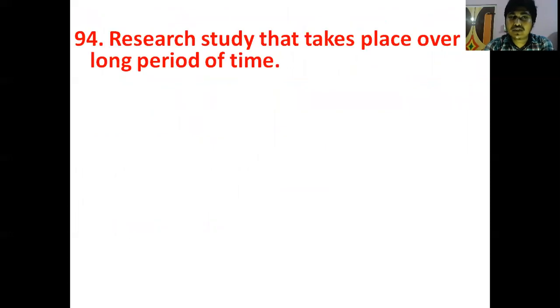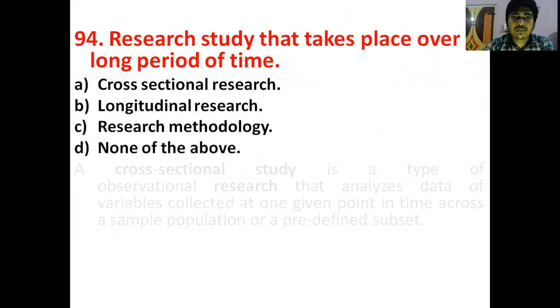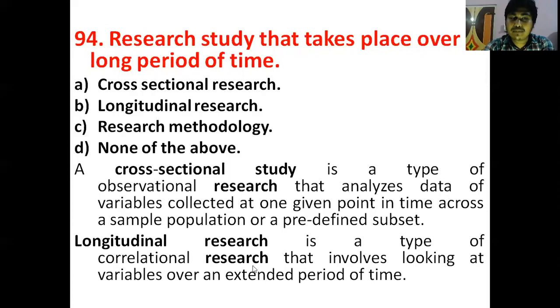So the next question is, research study that takes place over a long period of the time. The research study that takes place over a long period of the time is called longitudinal research. So see, the option is given: cross-sectional research, longitudinal research, research methodology, none of the above. See, a cross-sectional study is a type of observational research that analyzes the data of variables collected at one given point in time across the sample populations or predefined subset. And longitudinal research is a type of the correlational research that involves looking at variables over an extended period of the time, for a long period of the time. So our correct answer will be option B, longitudinal research.